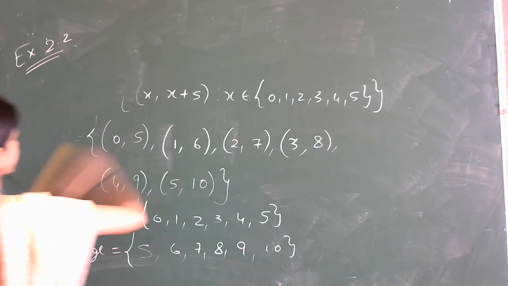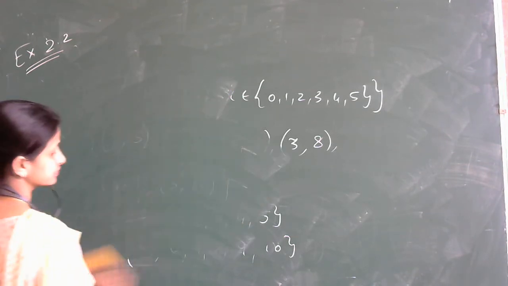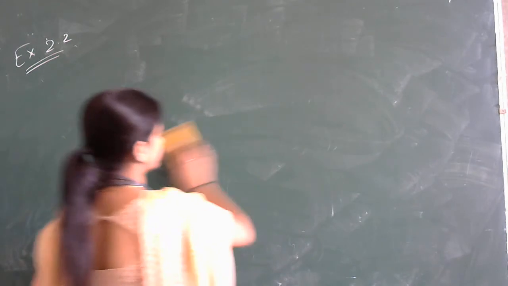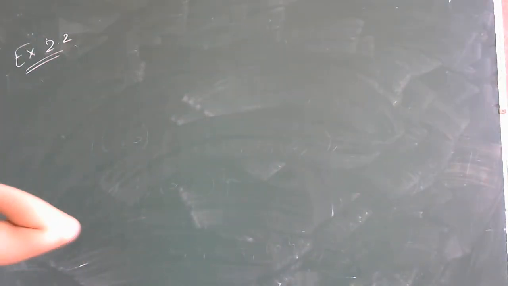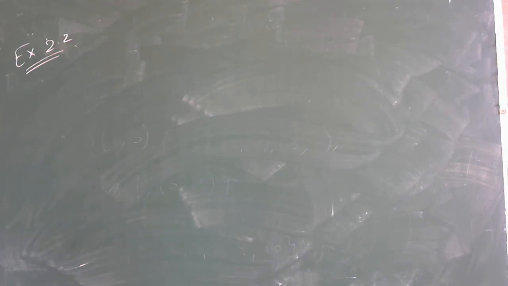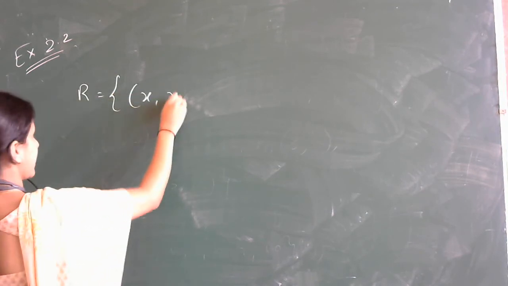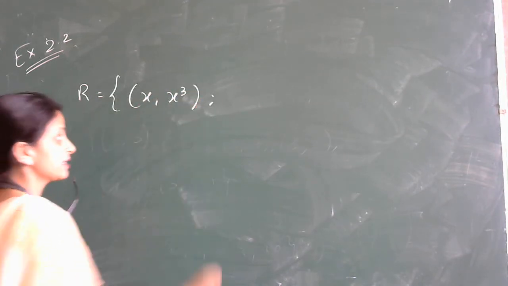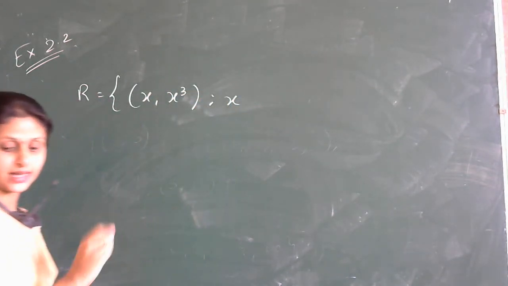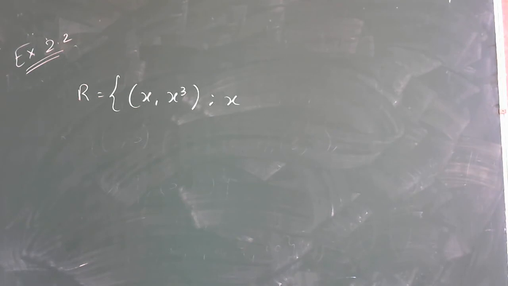Okay, let us go to the next question. The question says, write the relation R which consists of all ordered pairs (x, x cube) such that x is a prime number less than 10. Means what they are asking us is, see here, this relation R consists of all ordered pairs (x, x cube) where x is a prime number less than 10, right?